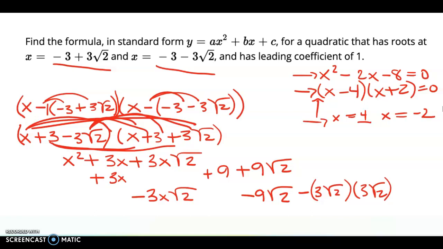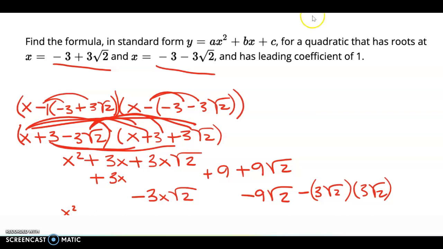So let's simplify this. We've got x squared here. Okay, so I'll have x squared. I'm going to have plus 6x. Notice I have plus 3x square root of 2 minus 3x square root of 2. Because they both have an x and a square root of 2, those will cancel out. Then I have plus 9 square root of 2 minus 9 square root of 2. Those cancel out. Now I have minus 3 square root of 2 times 3 square root of 2.